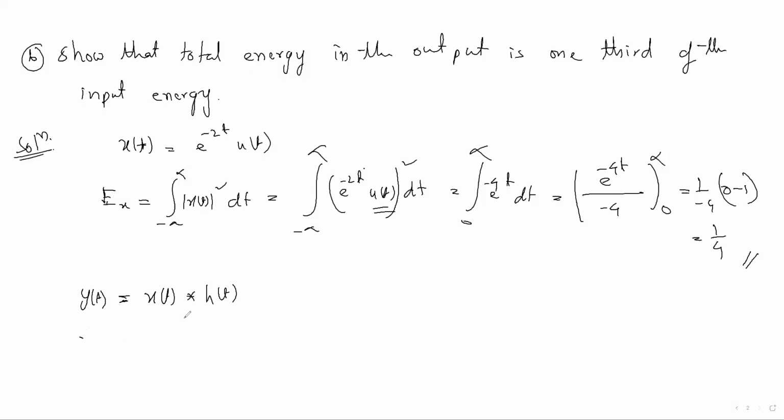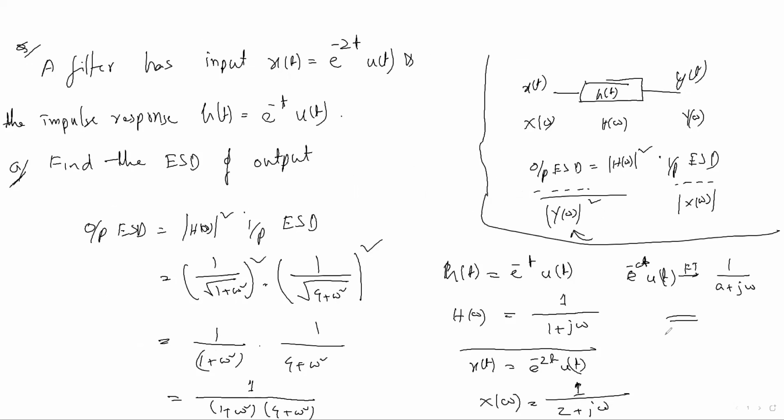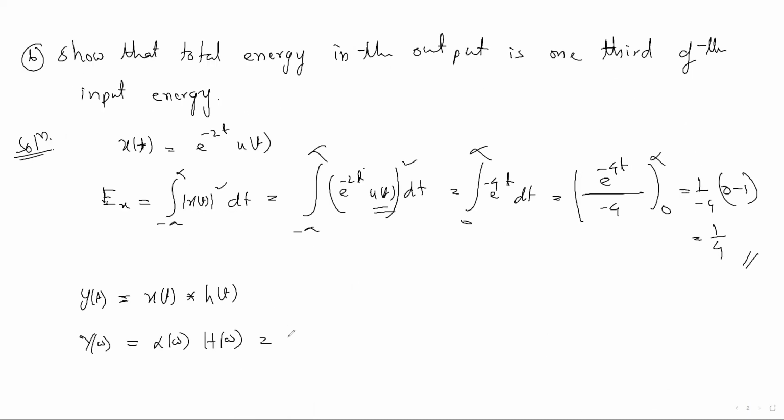Since these are energy signals, it's better to use the properties. Use the Fourier transform property. When you take the Fourier transform, these two will be multiplied. This is the property we know, and we already know the Fourier transforms. I gave X(omega) in the previous part, and H(omega) is 1/(1 plus j omega) and 1/(2 plus j omega). Hence Y(omega) is 1/(1 plus j omega) into 1/(2 plus j omega).